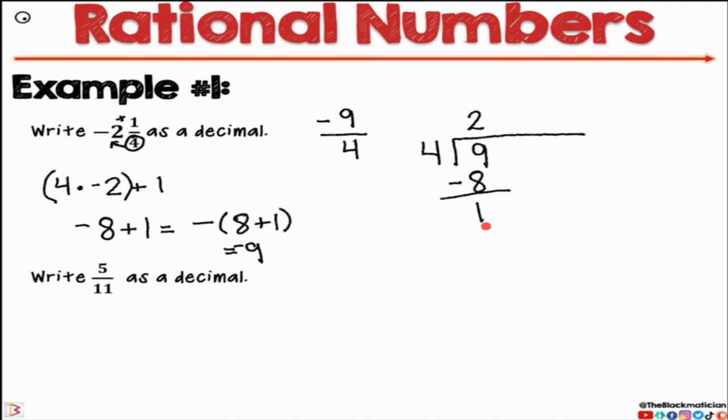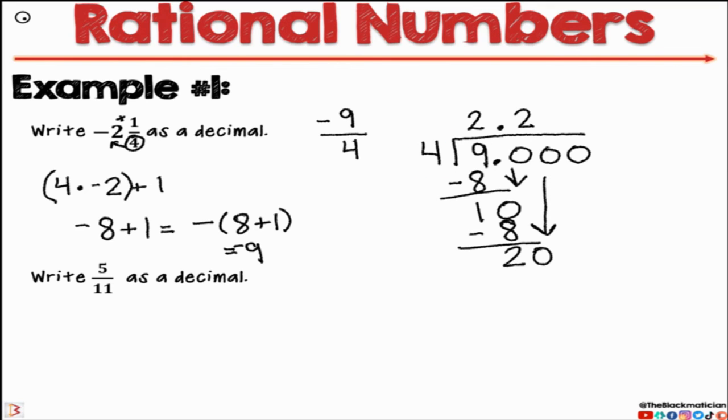4 does not go into 1, but I can add more zeros to our 9 to get a deeper look at the number 9. So I'm going to put a decimal and add maybe 3 more zeros. And whatever decimal you put down here, you have to also put up there, so that shows that our answer is going to be a decimal answer. Since 4 does not go into 1, we can drop down a 0 and ask ourselves how many groups of 4 fit into 10. Again, the answer is going to be 2, because 2 times 4 is 8. So we're going to subtract once again and bring down the next 0. How many groups of 4 fit into 20?